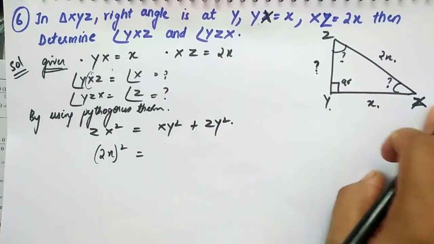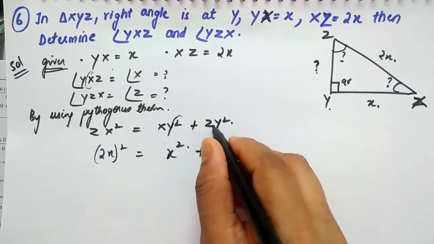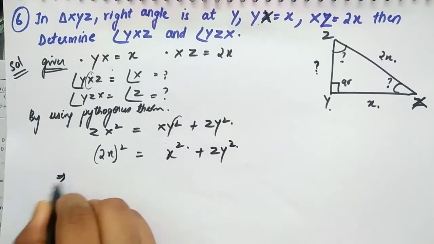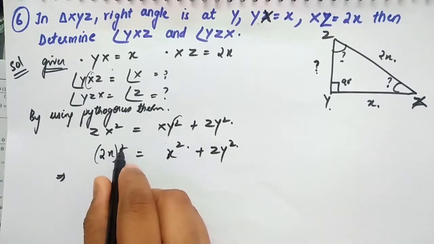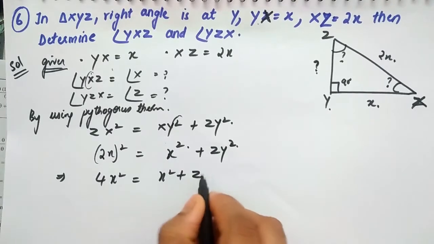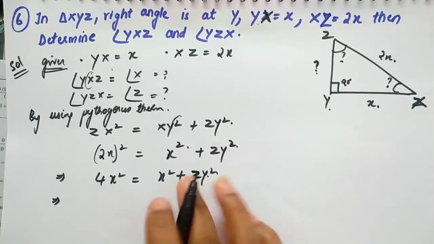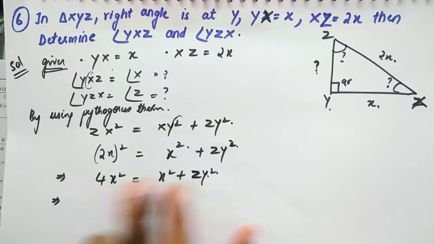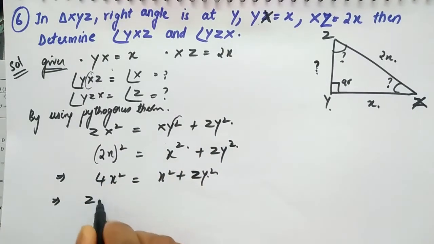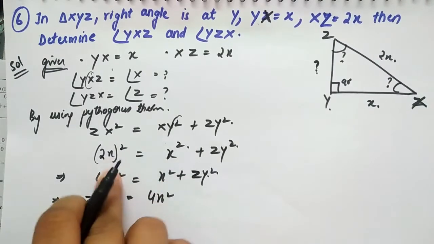We have xy square, yes, that is x square, and the square we are copying. Plus, do we have yz? No, we don't have yz, so we'll keep yz square as it is. Now 2 to the power 2 is 4, so 4x square is equal to x square plus zy square. Now we need to find this term. Keeping zy square here and sending x square to the other side, all the x terms on one side, 4x square is already here.